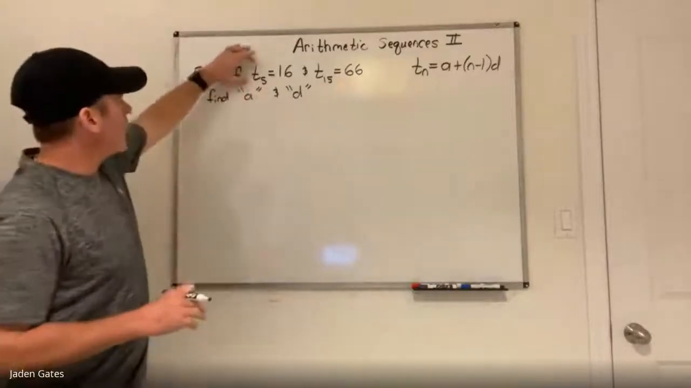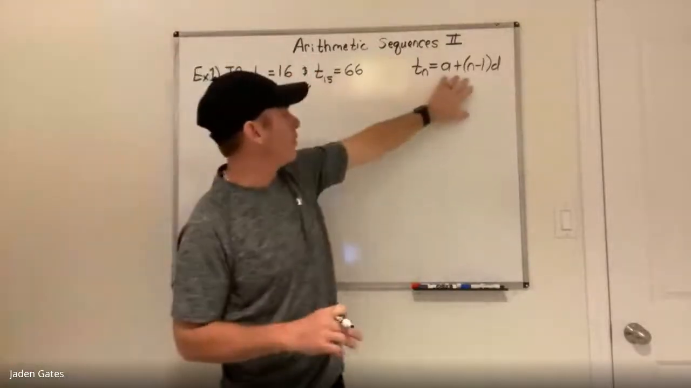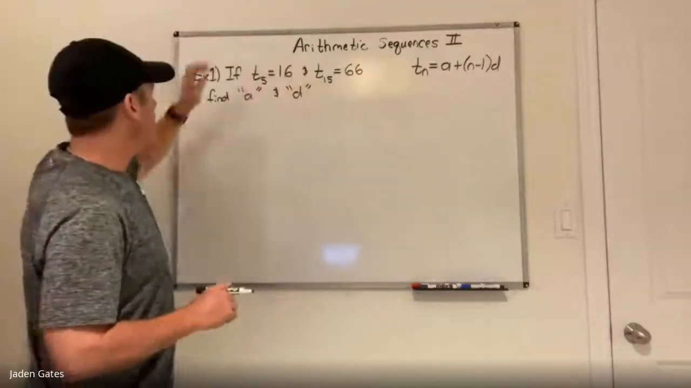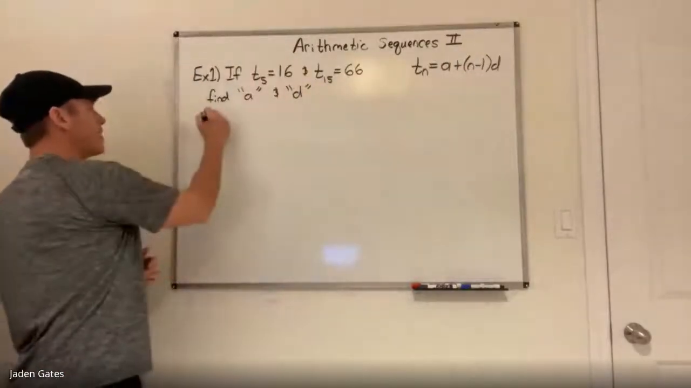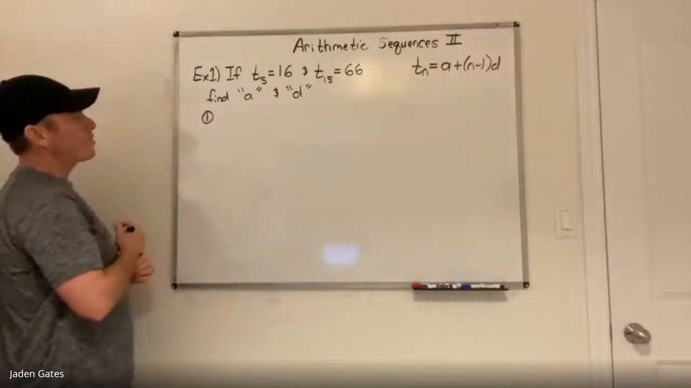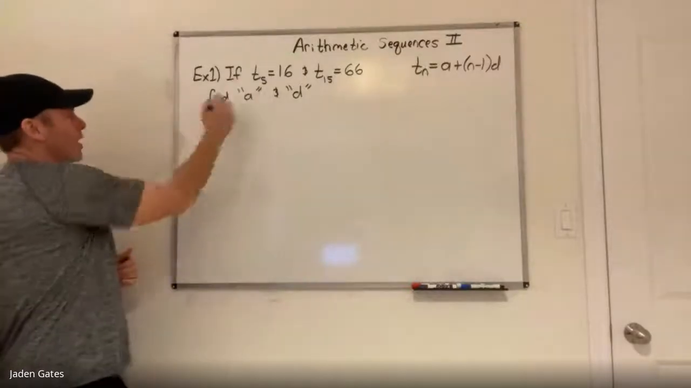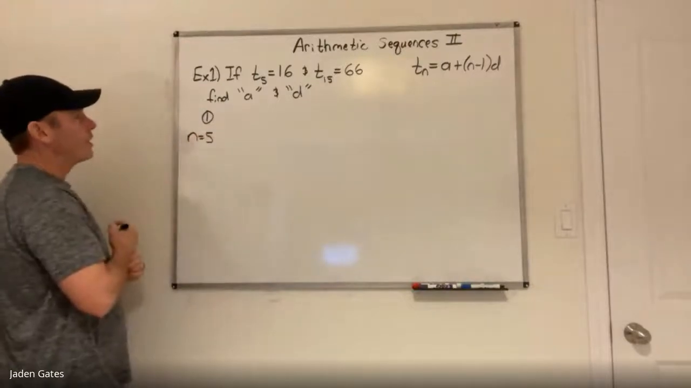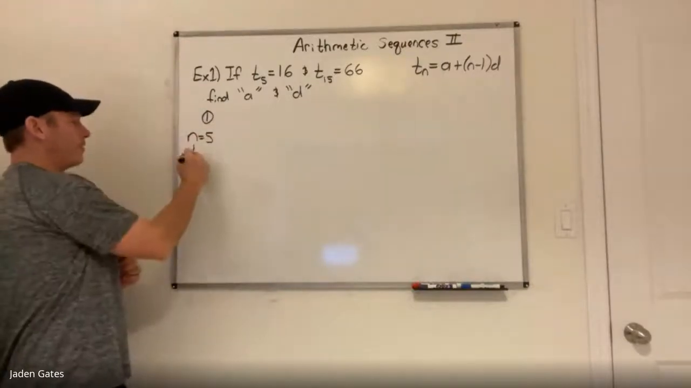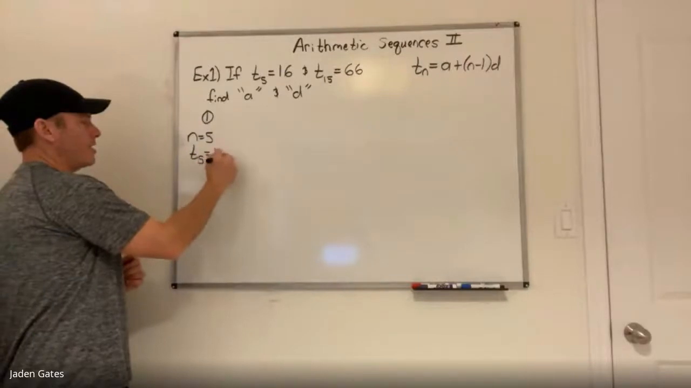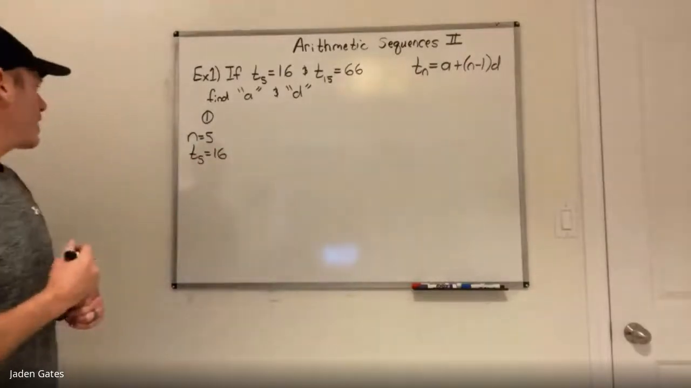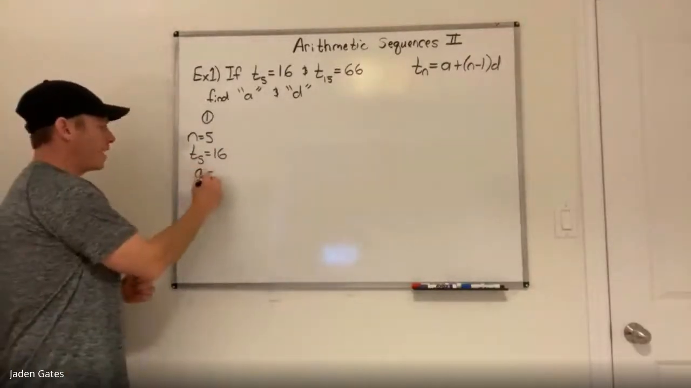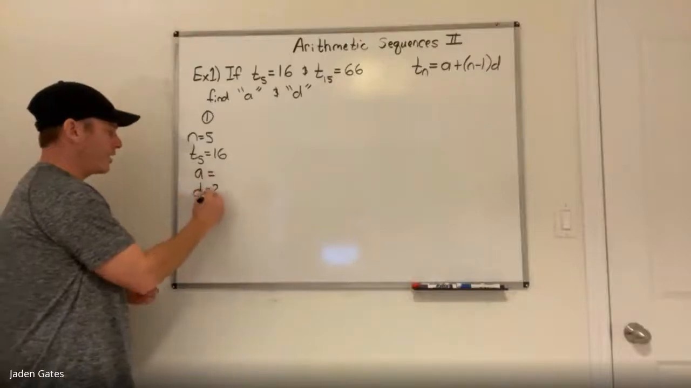Now, again, I'm going to be using my general term formula over here. When I look at T5 specifically, there's a couple of things that I know. Number one, I know that my N, my 5th term, is 5. T5, the 5th term, is 16. But again, I don't know the A, and I don't know the D.